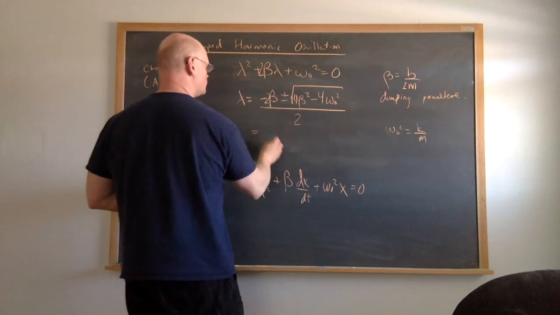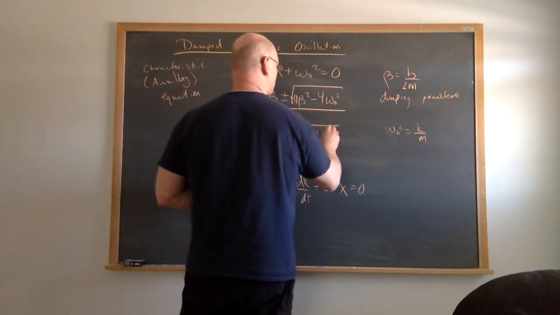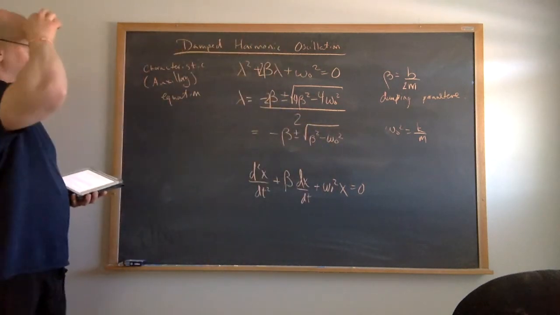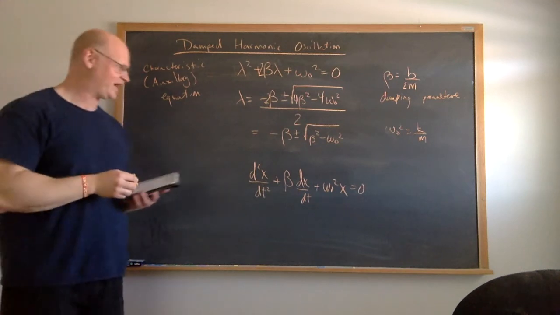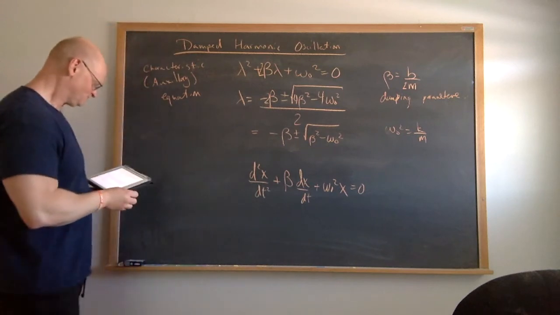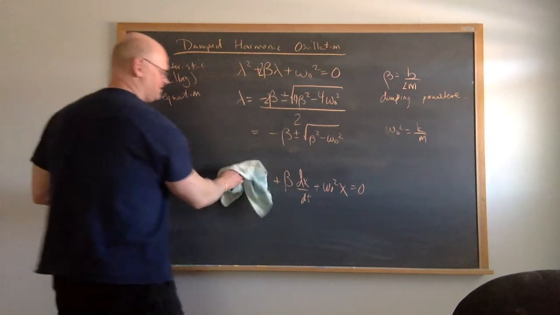So if we factor out the 2, I get minus beta plus or minus the square root of beta squared minus omega 0 squared. Again, this is typically convention. You don't have to do this, but a lot of people do that, mostly just to get rid of that factor of 2 to make it a little bit prettier. So good. This means we have 2 solutions in general.